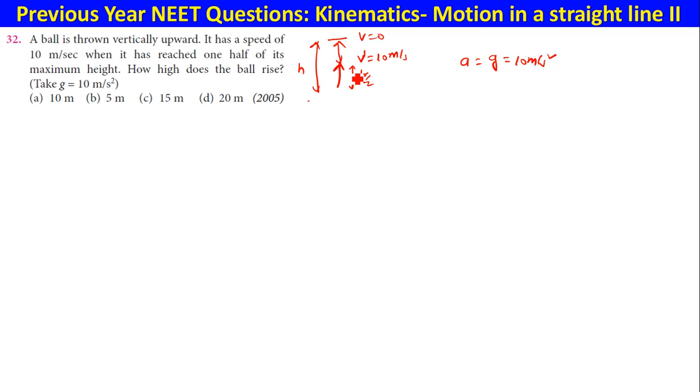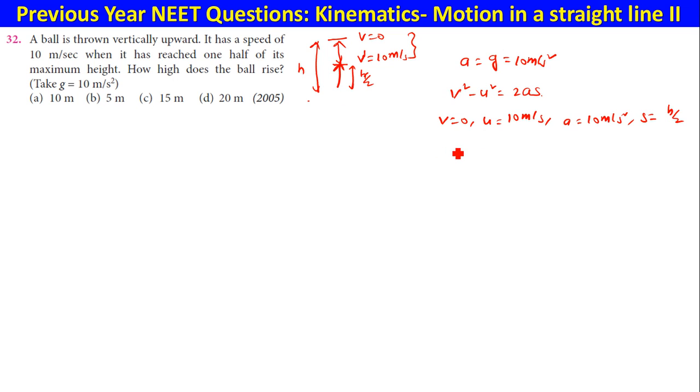Now, so let us say if I consider this as initial velocity, this is the final velocity, let us apply v square minus u square is equal to 2as. So what is the final velocity? 0. Initial velocity will become 10 meter per second here. I am considering only this case. Okay, u becomes 10 meter per second. What about acceleration? That is a is equal to 10 meter per second square. And now distance s is equal to h by 2, isn't it? It's covering only half of the distance from here.